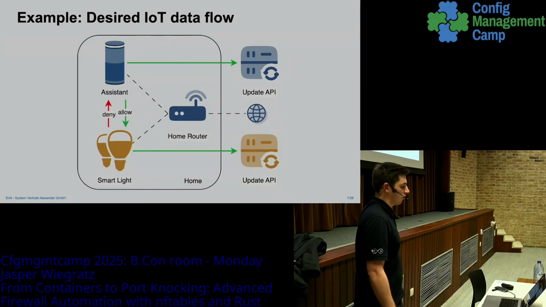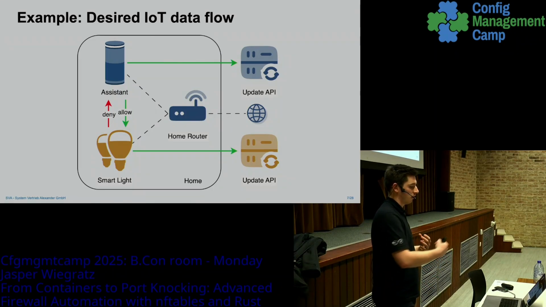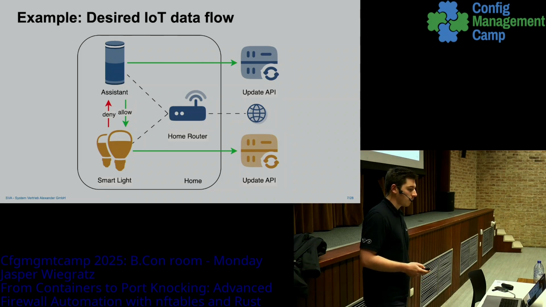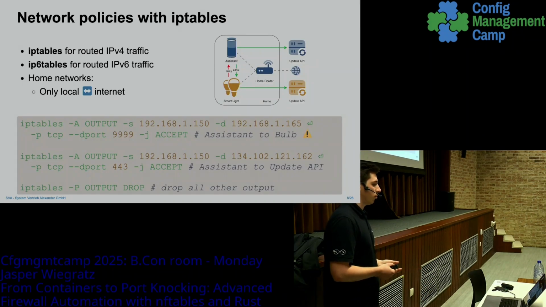And now you have this relationship here that the assistant can talk to the smart light, but the smart light cannot talk to the voice assistant, right? And both can talk to their respective servers. And they are both obviously in the same Wi-Fi network. So how would we implement these network policies with iptables?